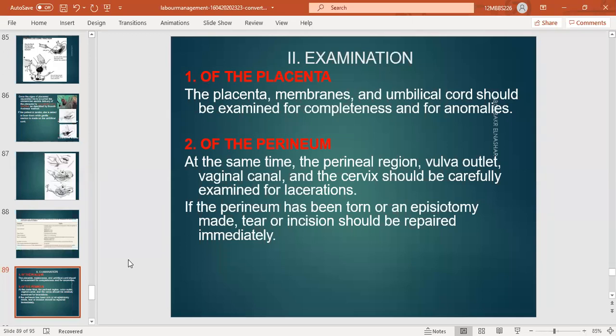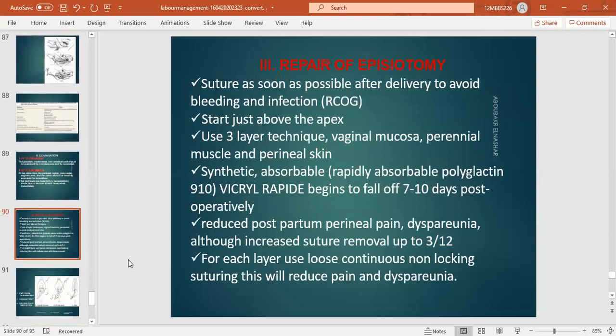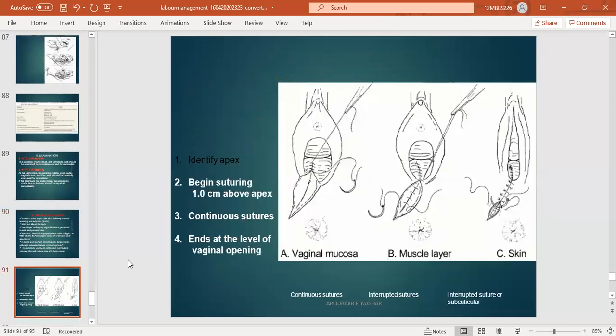Then after the delivery of the placenta, you look at the perineum for any tearing, any laceration, any problem in the perineum, and you have to explore it, clean the perineum, clean the vagina. If there is an episiotomy, you have to repair the episiotomy with 2-0 chromic or 2-0 Vicryl, and we will discuss in the episiotomy lecture how the episiotomy is repaired.